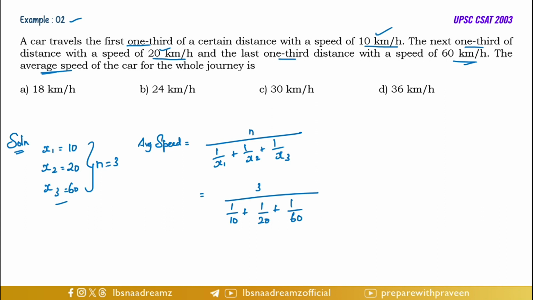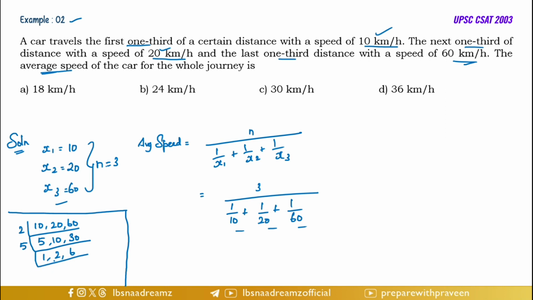Let us take the LCM for 10, 20 and 60. 5 2s are 10, 10 2s are 20, 30 2s are 60. 5, 1 5 is 5, 2 5s are 10, 6 5s are 30. 2, 1, 1, 3 2s are 6. So what is LCM? 2 5s are 10, 10 2s are 20, 2 3s are 60. Okay.